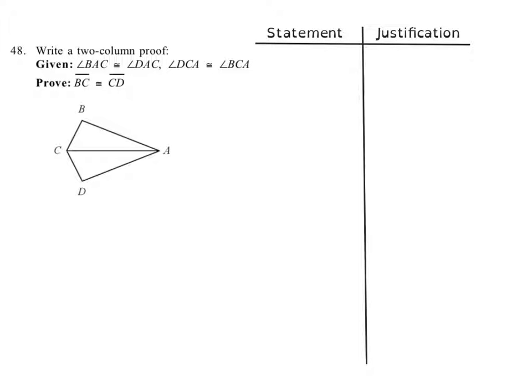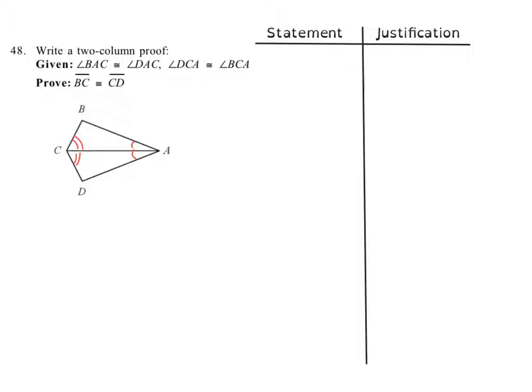Okay, I'm going to freshen it up with a little change of color. Write a two-column proof. Given the following information, that BAC, this angle here, is congruent to DAC. Okay, that's given. And also that DCA right there is congruent to BCA. So we can mark those and say that is congruent to that, and DCA that is congruent to BCA that.